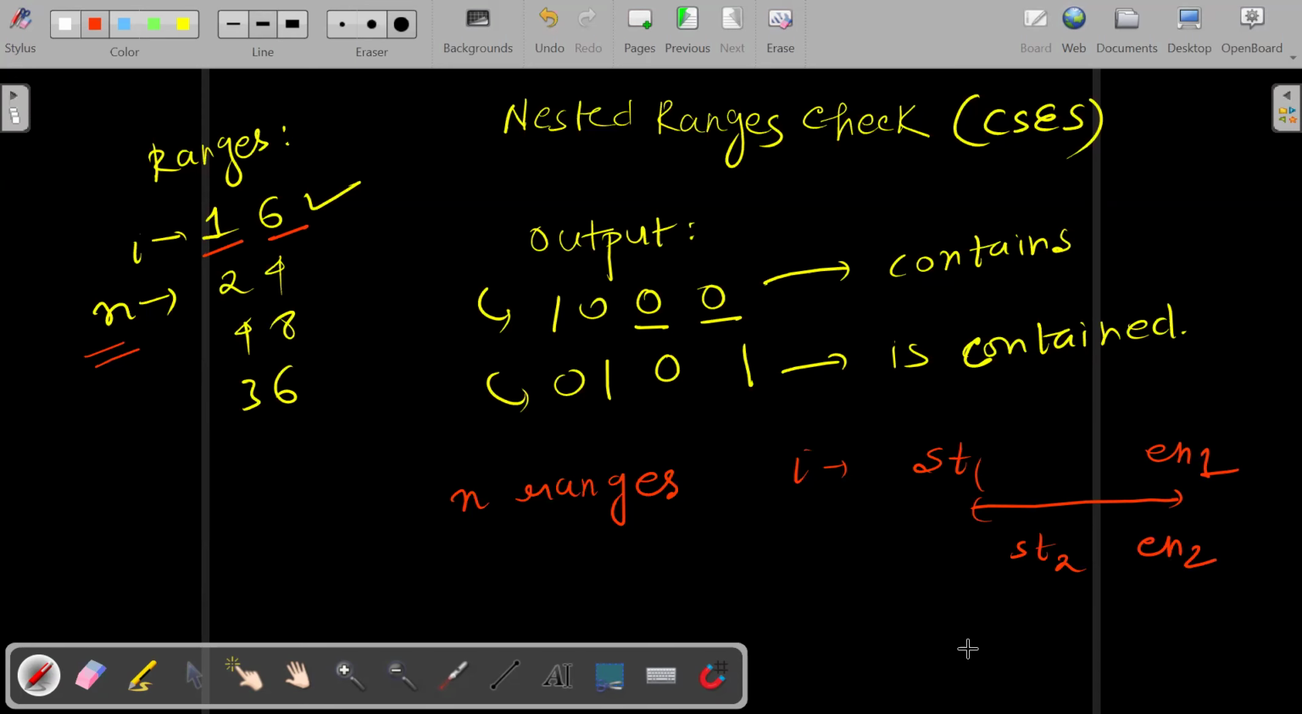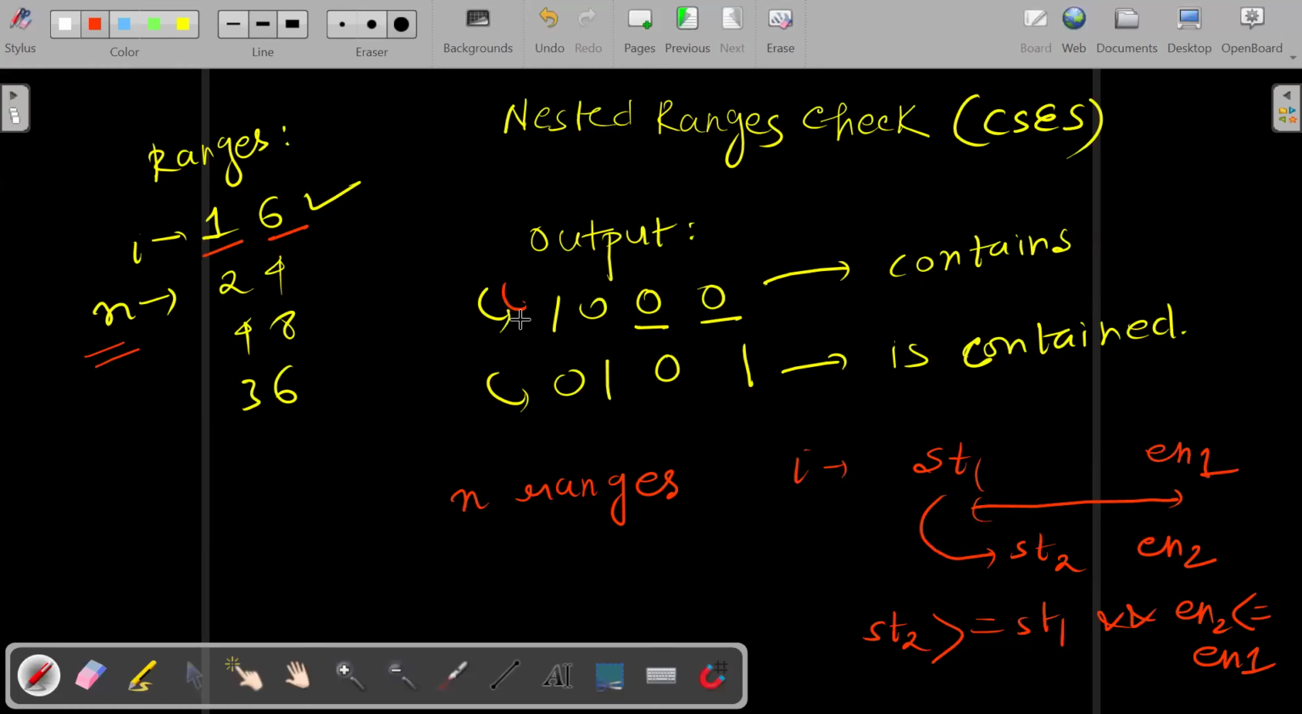Here, my value of start 2 would be greater than or equal to start 1, and simultaneously, my respective end 2 should be lesser than or equal to end 1. In these scenarios I can straightforwardly say that within start 1 and end 1, a bigger range, a smaller range is contained. So start 1 till end 1 contains another range, start 2 till end 2.